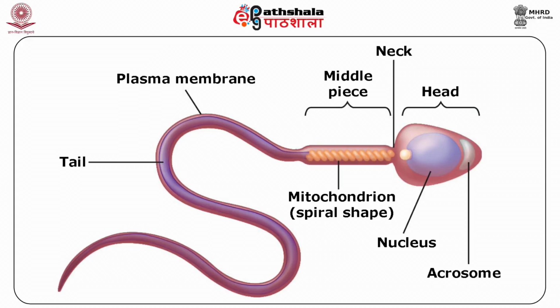Then the midpiece of the sperm contains several mitochondria. Mitochondria are the source of energy for the flagellum for smooth propagation of the sperm in a fluid environment. And the last part is the tail, which is called the flagellum. The flagellum is composed of microtubules.